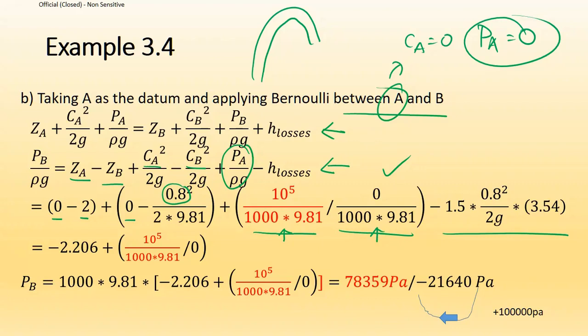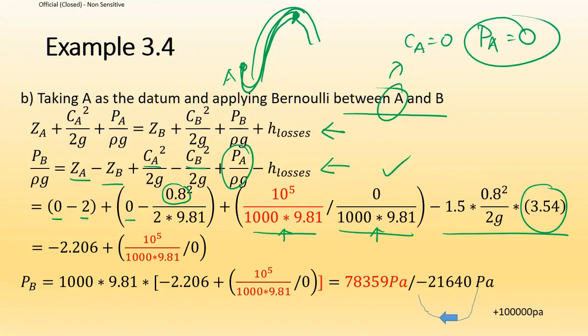H losses today, be careful, because we are not going to go through the whole pipe. We are going to go through only from A to B, only until here. So the distance that we travel within the pipe is only 3.54 if we add it up, which is 2 plus 1.54: 1.54 under the water, 2 from above the water to the point B.